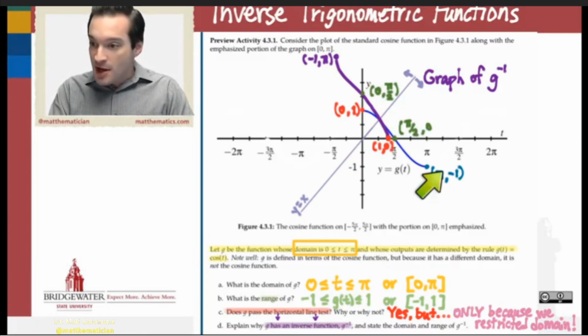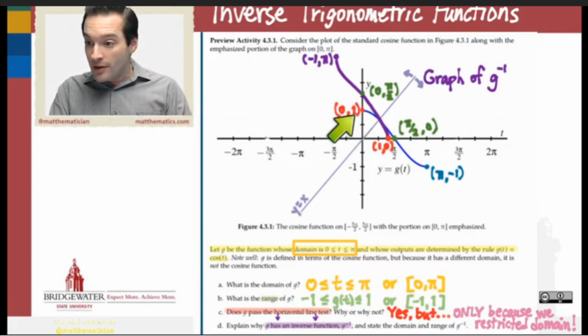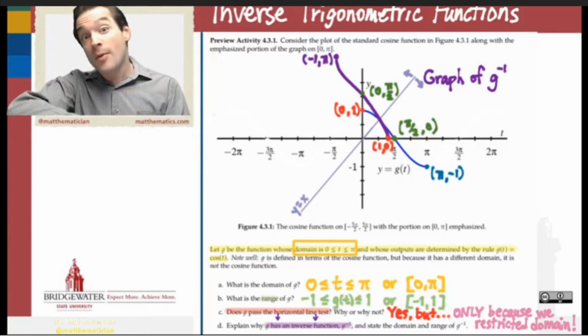Where my original cosine graph had the point pi, -1, my inverse cosine graph is going to have the point -1, pi. Reverse the x with the y. 0, 1 became 1, 0, and pi over 2, 0 became 0, pi over 2, right? So all my x's became y's, all my y's became x's.